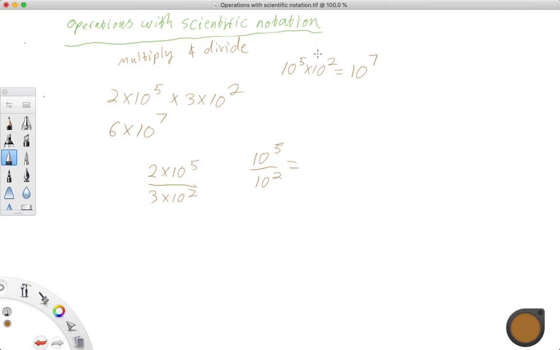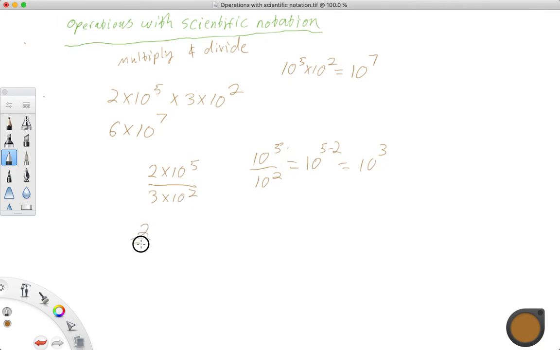Well, remember, just like multiplication, we added our exponents. With division, we subtract the denominator's exponent from the numerator's exponent. So this is going to be the same thing as 10 to the 5th minus 2, which is 10 to the 3rd power. Okay, so it's going to be something times 10 to the 3rd power.